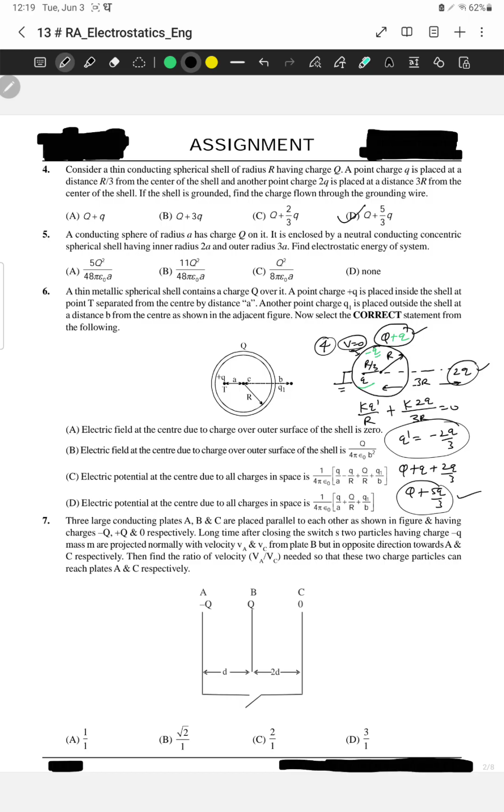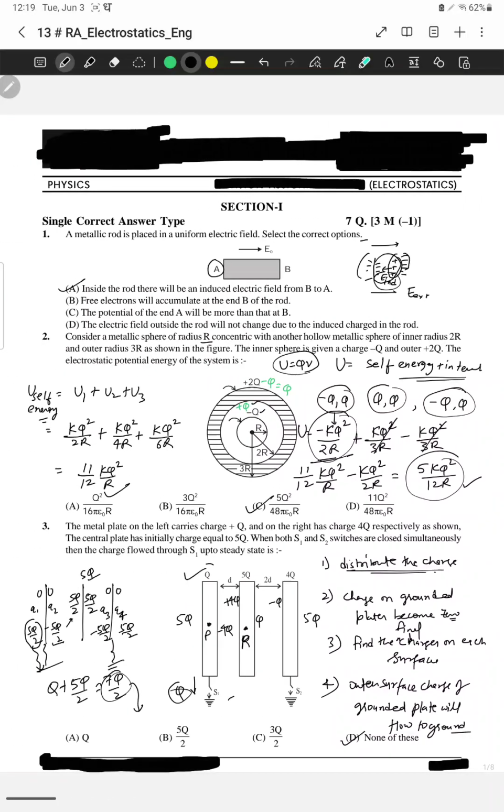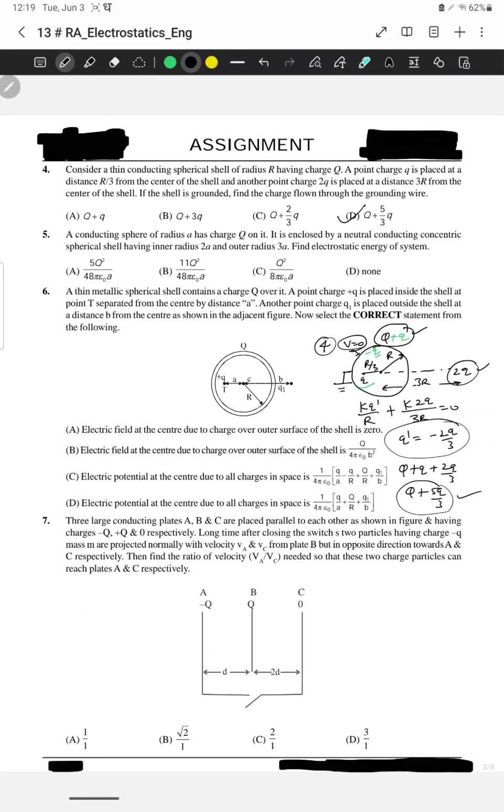Question number 5: a conducting sphere of radius a has charge q on it, enclosed by a neutral conducting concentric spherical shell having inner radius. Okay, this question is similar to question number 2. In question number 2 the charges were minus q and 2q, but when we distribute the charges, you see the charges are minus q, plus q, and outer surface plus q. In this question they have given that one only. See, inner charge they have given q, so obviously that q will induce minus q, that minus q will go, and plus q. So I think this question is similar to that one, and the answer is also the same, so you can try it.